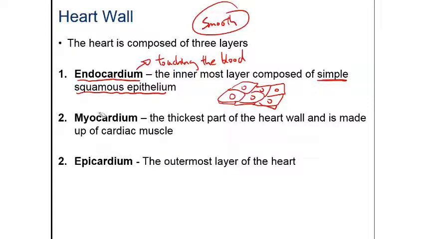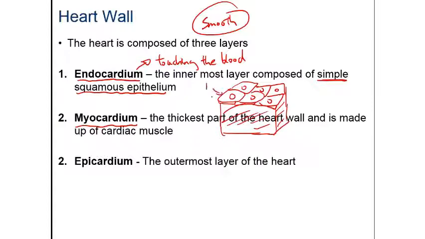Outside of the endocardium is going to be the myocardium. That's the thickest part of the heart wall, okay, thickest part of the heart wall. So I'm just going to draw over the words here. Sorry about that. There is your myocardium. Okay, so this is the heart muscle. It makes up the bulk of your heart wall.